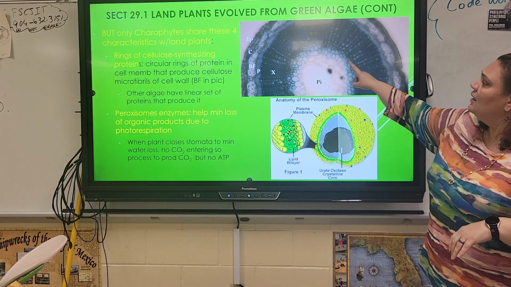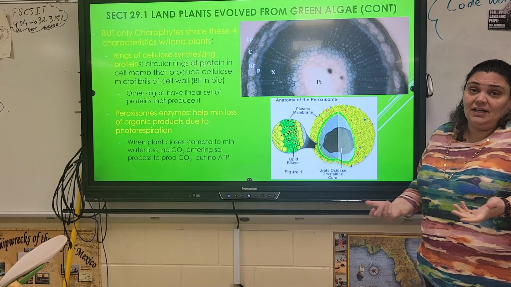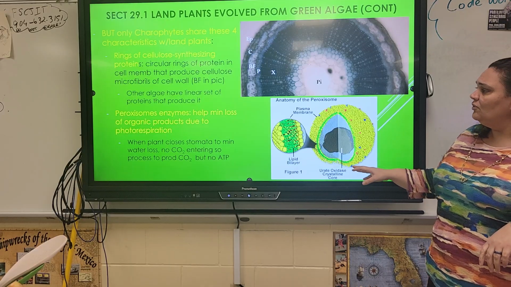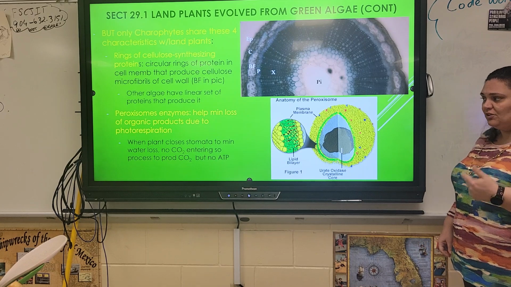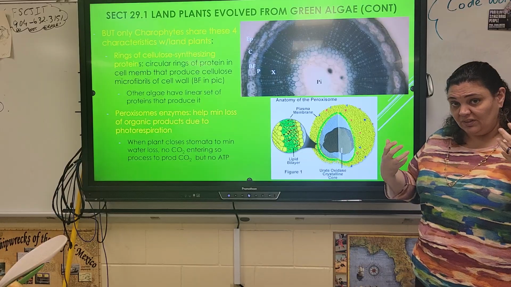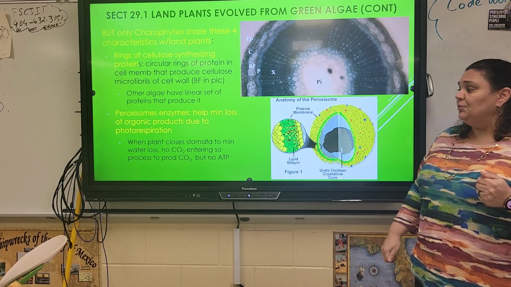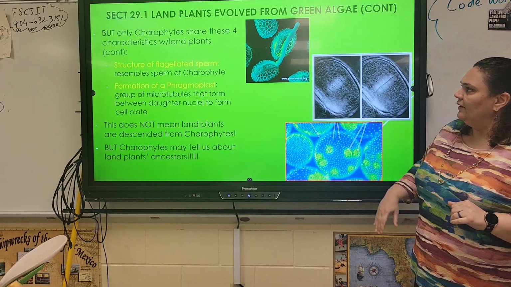You've got rings of cellulose synthesizing proteins, because if they're going to have a cell wall of cellulose, it's got to be made somehow. Those are the proteins that do that. The peroxisomes are going to help minimize the loss of your organic products through photorespiration. So when the plant closes the stomata to minimize water loss when it gets really hot, no CO2 enters.